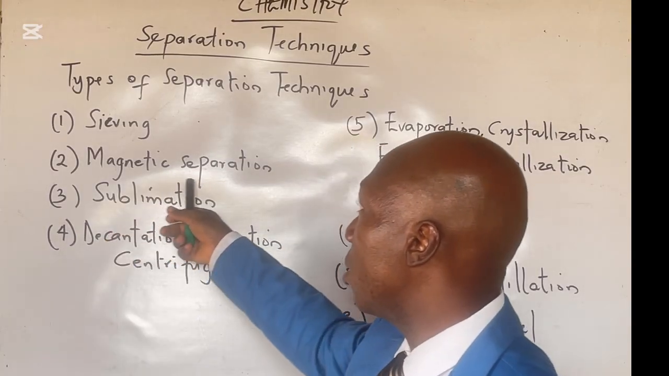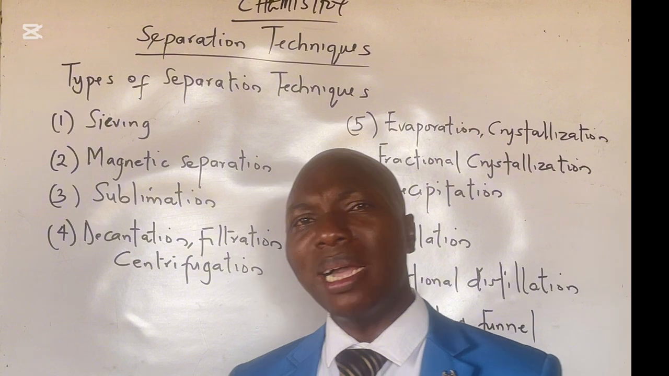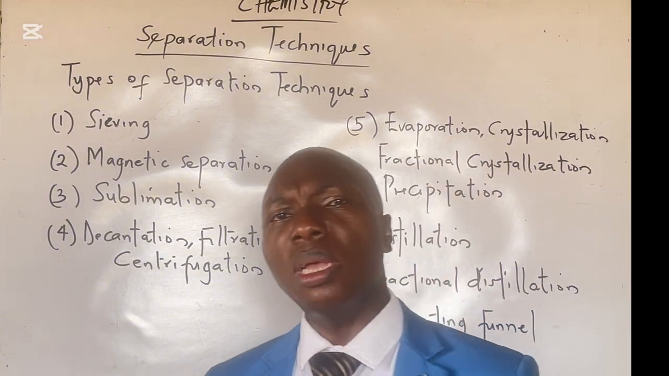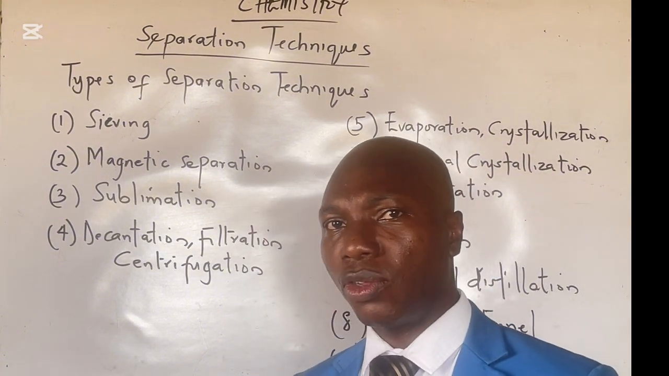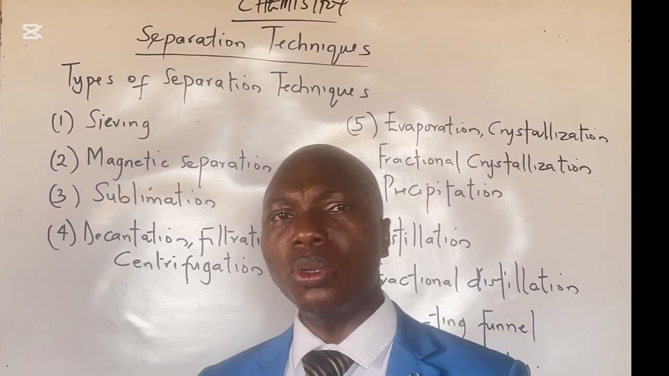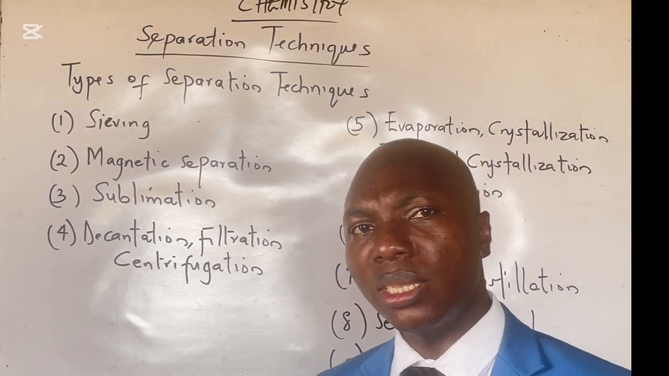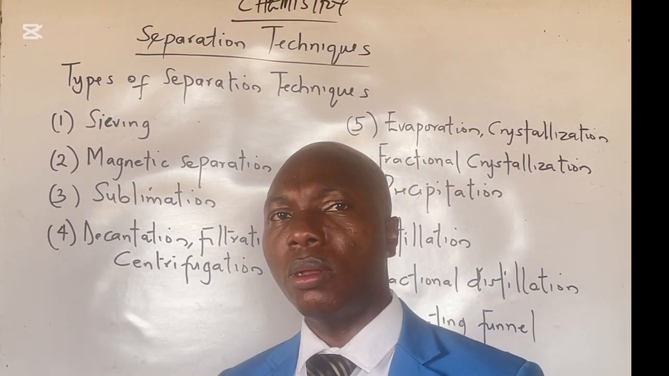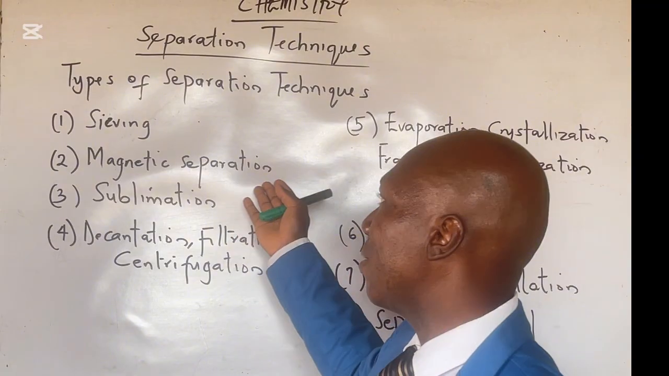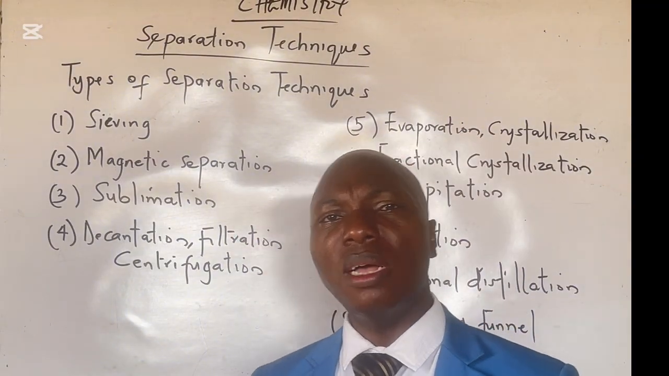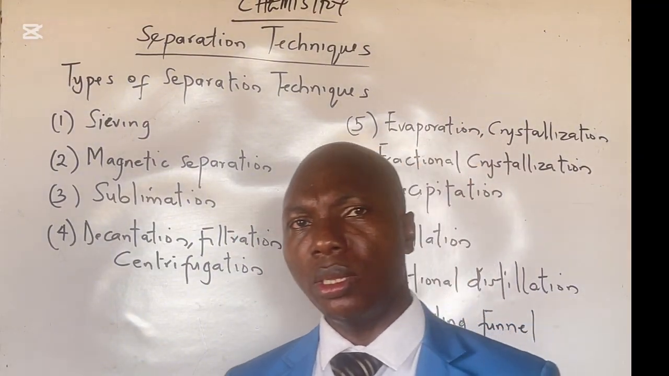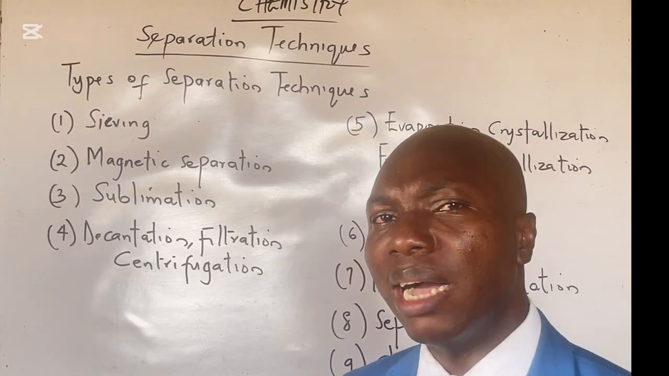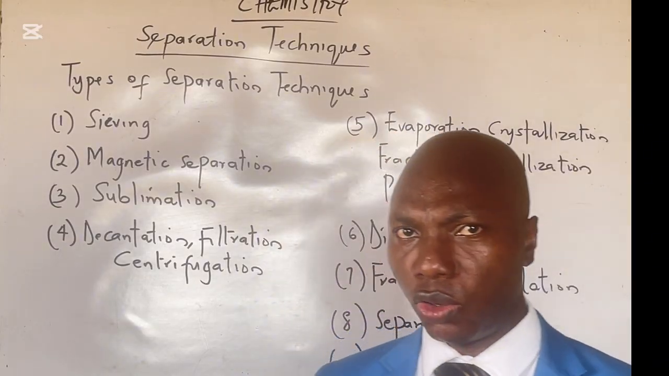The second one is magnetic separation. Magnetic separation is used to separate magnetic materials. For example, you want to separate magnetic impurities from tin ore. So you can use magnetic separation. The next one is sublimation. This sublimation is common in our SSCE and WAEC questions.